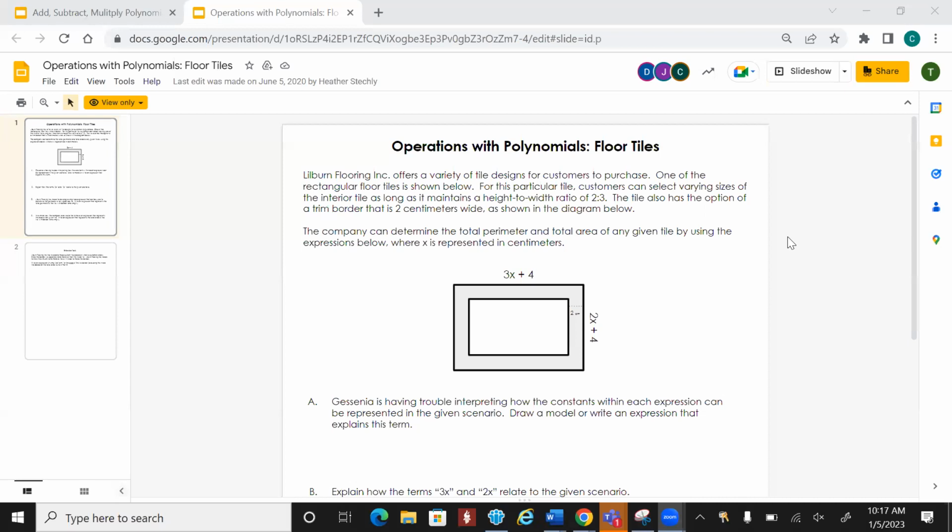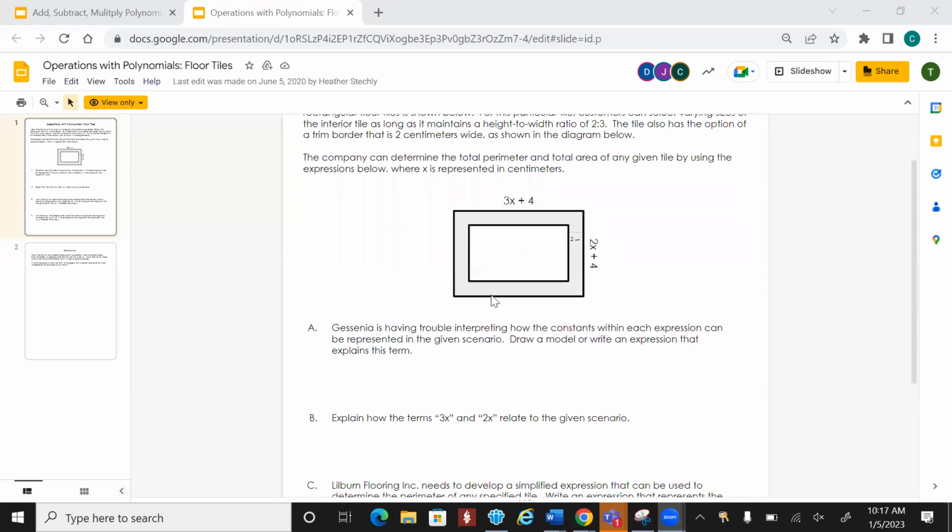Okay, this is where you would actually have to use math in flooring. They don't necessarily always do it this way, but you could do it this way. Okay, they normally use this expression to do like pricing.